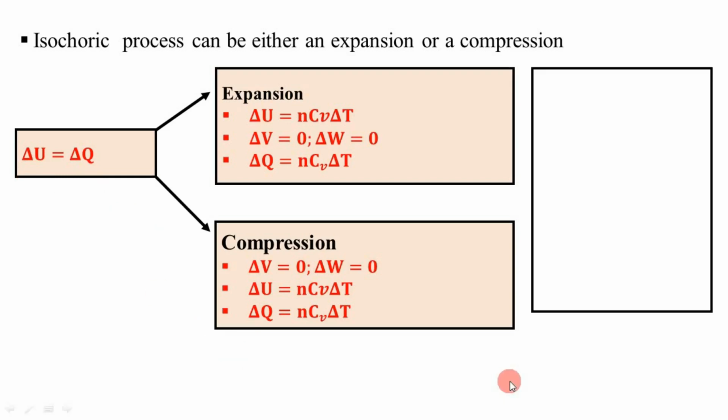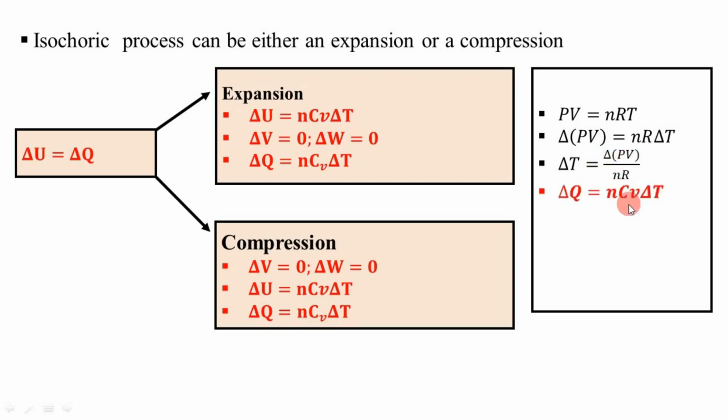If you have again an isochoric process, we have PV is equal to nRT. The pressure times the volume is equal to nRT. In this case, we can also have the change in pressure times the volume is equal to nR dT. So we are introducing the change in temperature here, and also the change in pressure times volume. That means the delta T, the change in temperature, will be equal to the change in PV divided by nR. In this case, then we have the dQ, which is the heat.